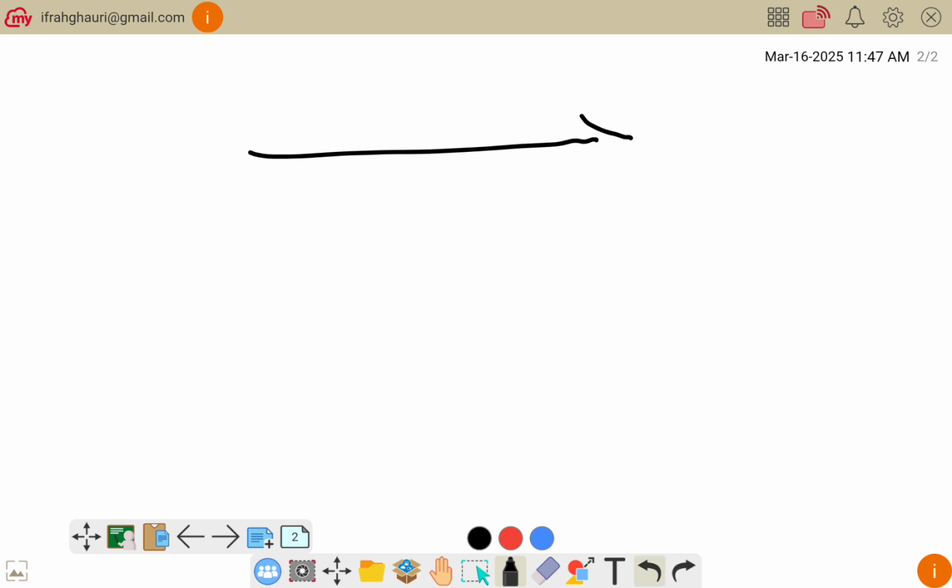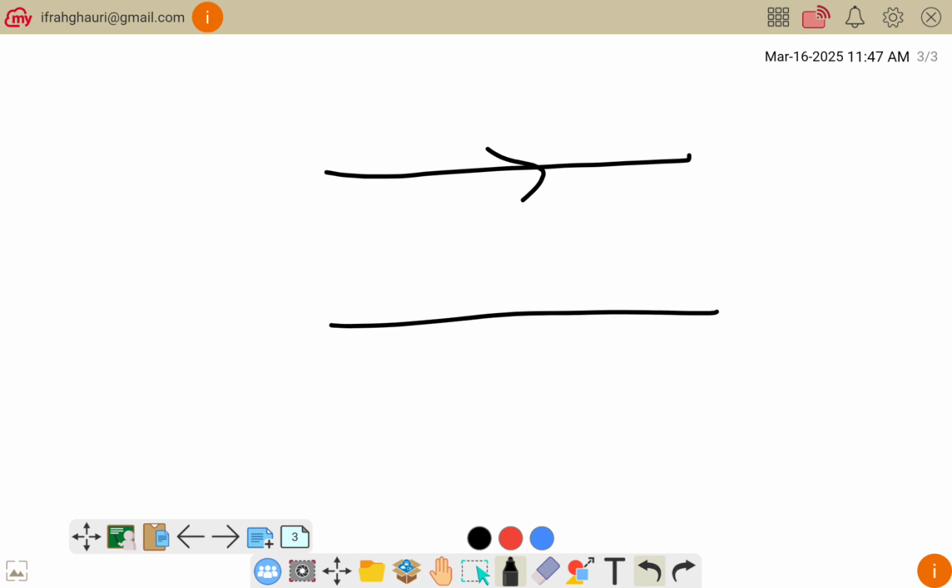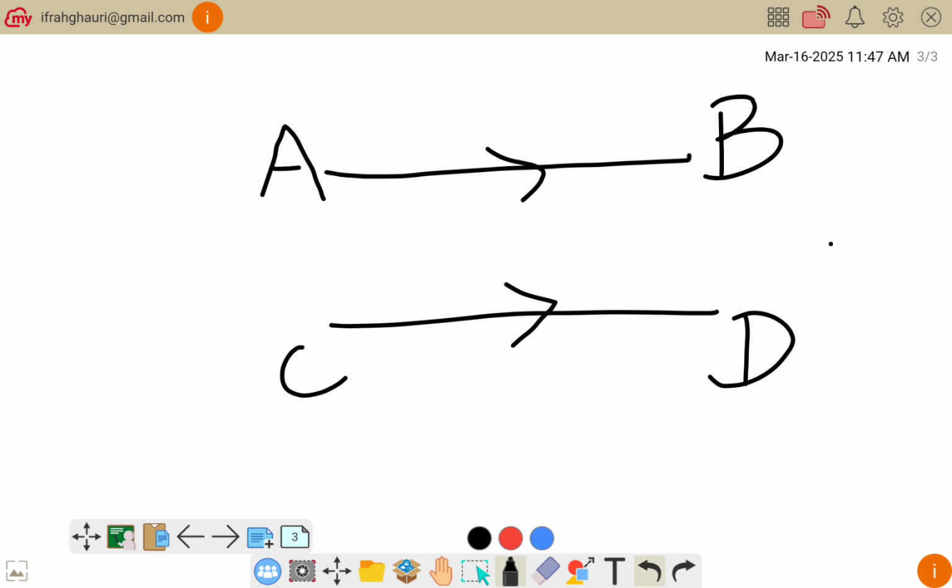Now, what are parallel lines? Parallel lines are two lines that are equal distance from each other. They never meet and they can move in the same direction, or they can be moving in opposite directions. Now, these are examples of two parallel lines A, B, C, D. Basically, lines that never meet are known as parallel lines.